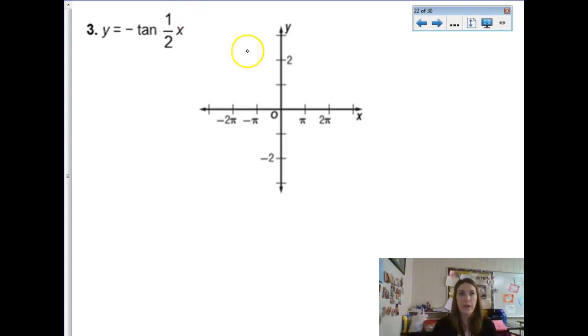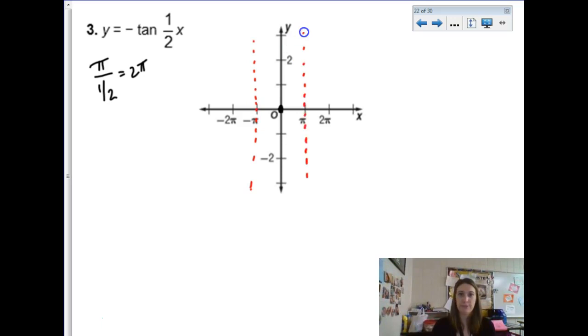The period is supposed to be pi divided by b, so pi divided by half ends up being 2 pi. But remember, what happens with tangent is it goes through the origin, and then half the period is split along the origin there. So 2 pi cut in half would be pi in each direction. So those are going to be our vertical asymptotes.